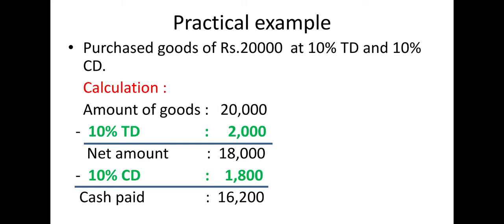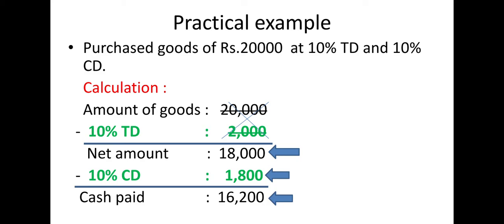Now as per rule, trade discount we don't have to show. Clear? So the first two amounts will be removed. We have to consider only the last 3 amounts: 18,000, 1,800 and cash goes out, 16,200. So only these 3 amounts will be recorded in the journal entry. Trade discount, you already know, is not recorded.